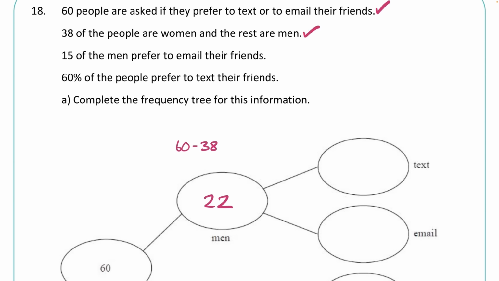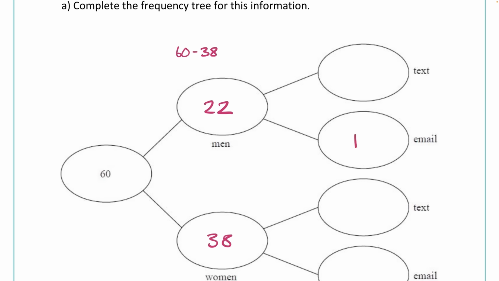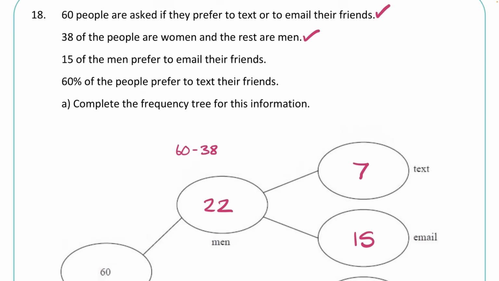15 of the men prefer to email their friends. So up here for the men, 15 prefer to email. And that leaves us with 7 that prefer to text. And they now add up to 22. So we've got 2 bits of information there from that 15 men who prefer to email. And then we tick that off.